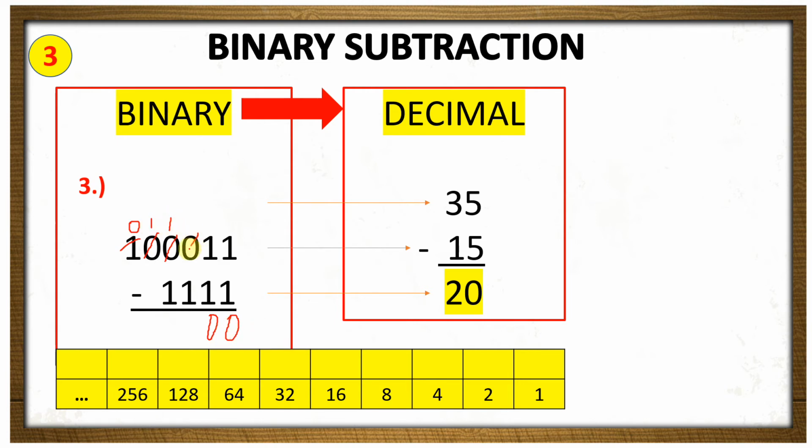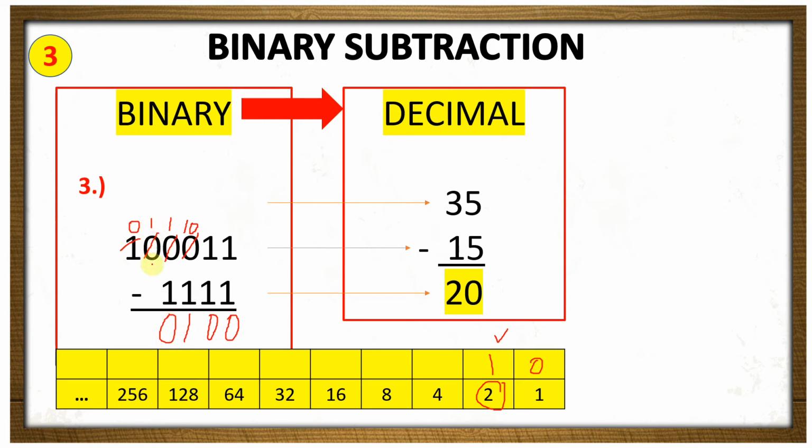And this 0, since it borrows 1 from here, will become 0 1, or 2. This is binary, and the equivalent of 0 1 is 2, so only the on digit is 2. That's why you think of this as 2 minus 1, meaning the answer is 1 here. Next, proceed to the next column. 1 minus 1 is 0.